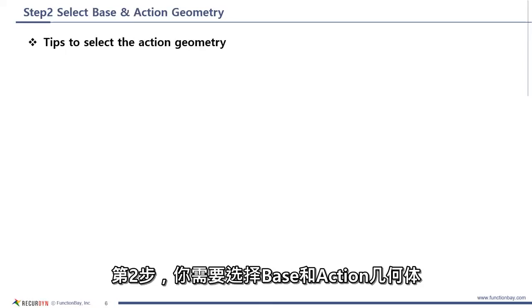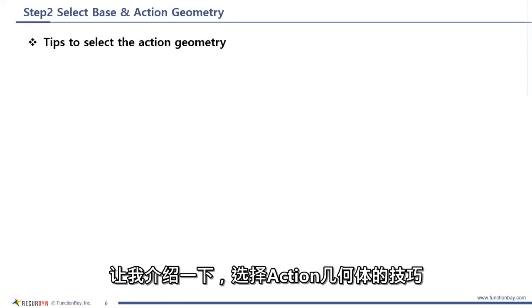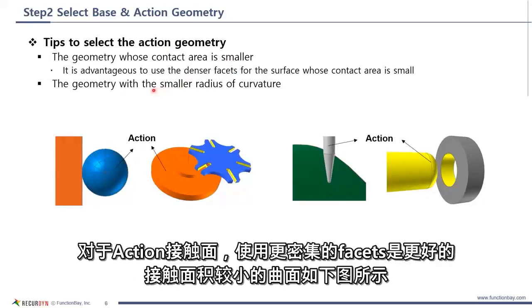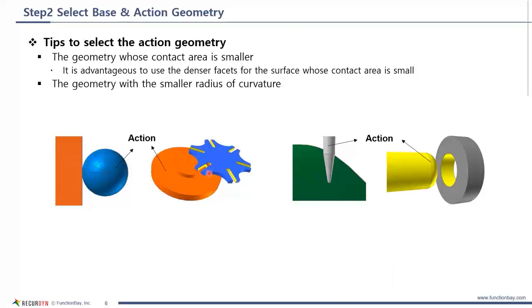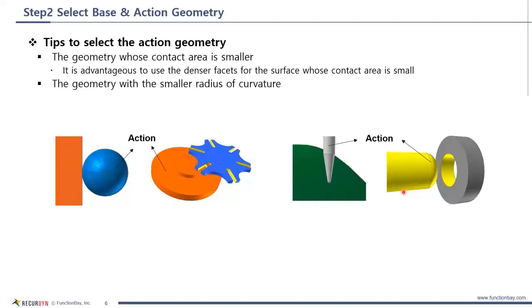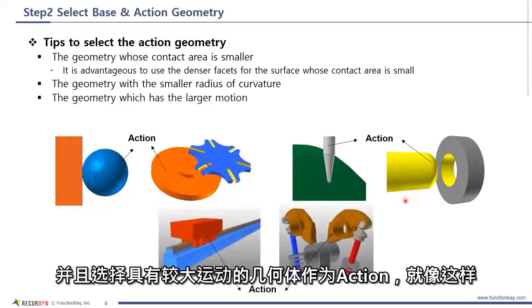Step 2. You need to select the base and action geometry. Let me introduce the tips to select the action geometry. First, select the geometry whose contact area is smaller as action. It is advantageous to use the denser facets for action geometry, the surface whose contact area is small, like this. Second, select the geometry with a smaller radius of curvature as action, like this. And select the geometry which has the larger motion as action.